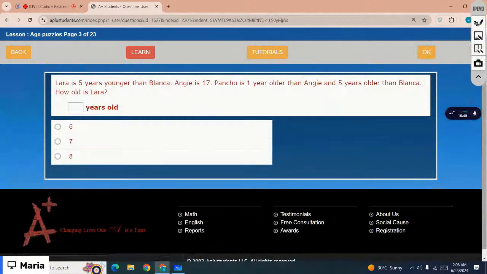Okay. Lara is 5 years younger than Blanca. NG is 17. Kanchu is 1 year older than NG and 5 years older than Blanca. How old is Lara? Which is the correct option?